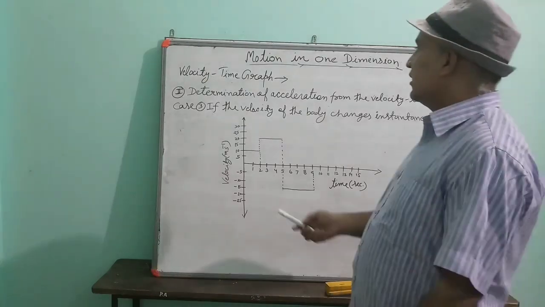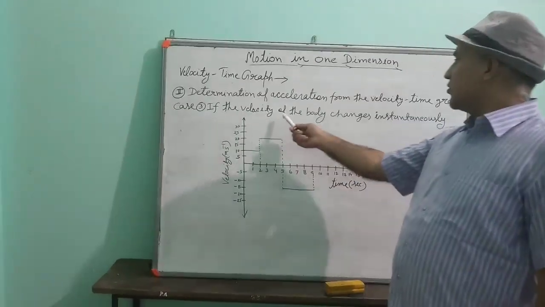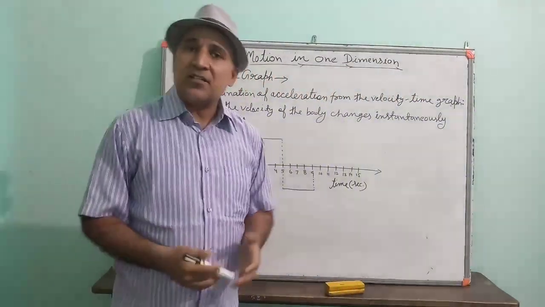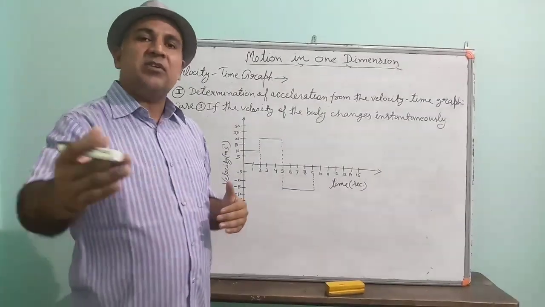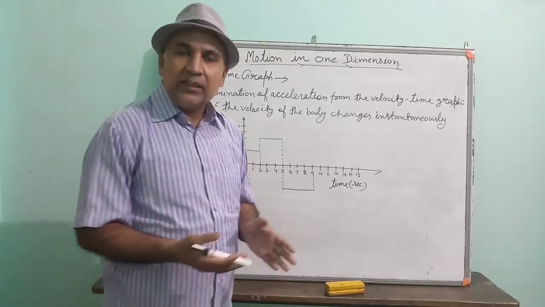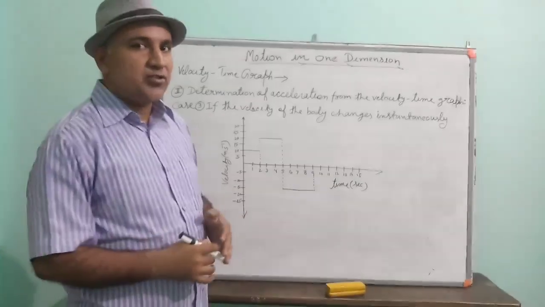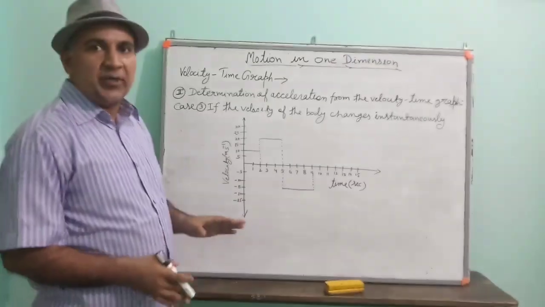Okay children, now we will see the third case. If the velocity of the body changes instantaneously, instantaneously means all of a sudden the velocity changes. Practically these things are not possible. All of a sudden the velocity does not change, but we will assume it.